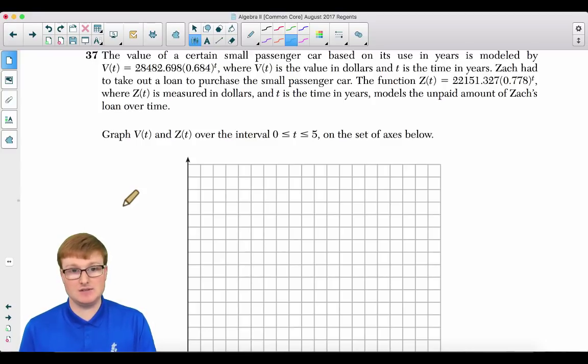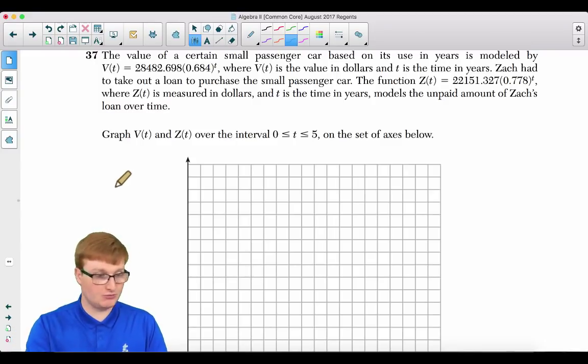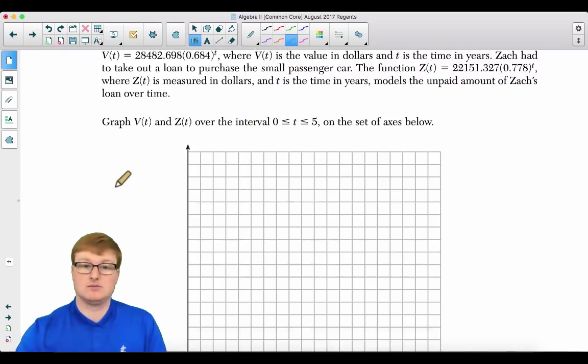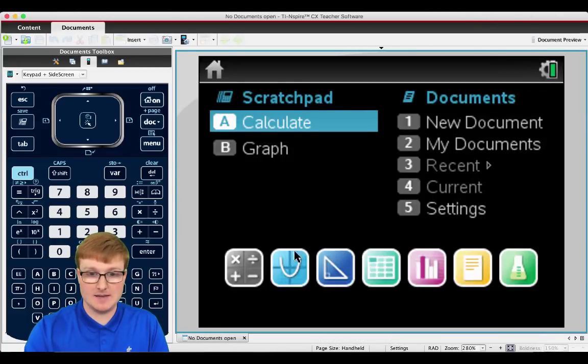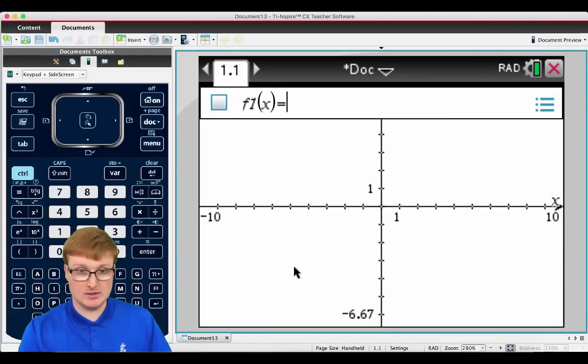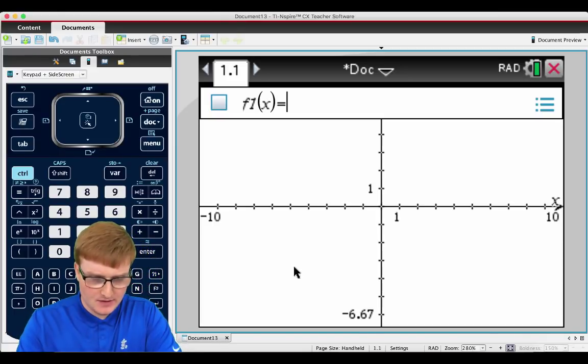Graph v of t and z of t over the interval from 0 to 5 on a set of axes below. So, this one, you're really just watching me graph some things. I'm just going to go to my graphing calculator here and type in these equations. It's going to be a nice pain in my neck. So I'm going to type in v of t first.